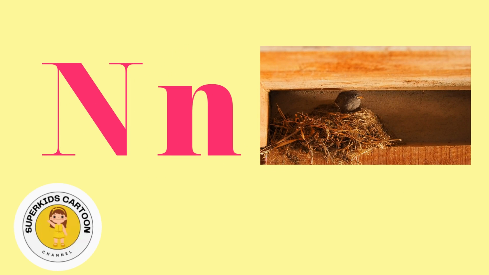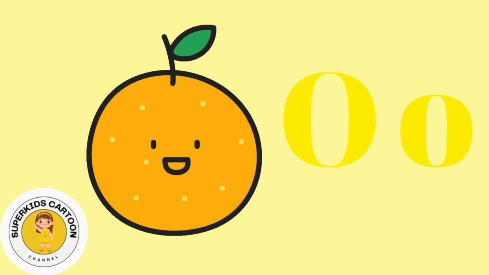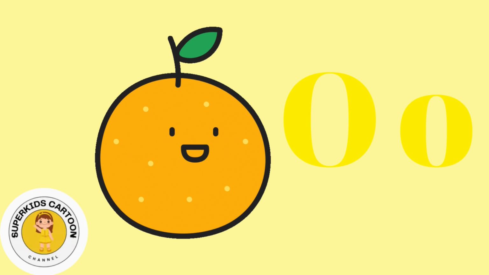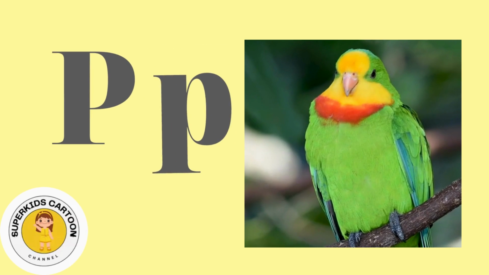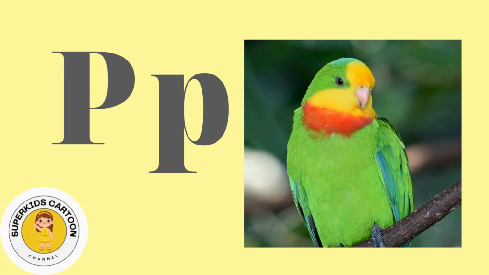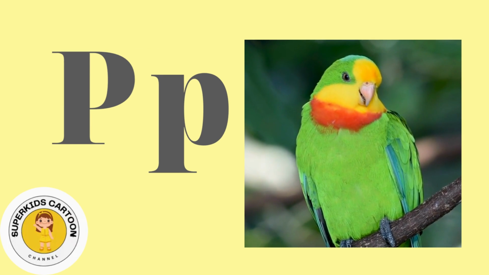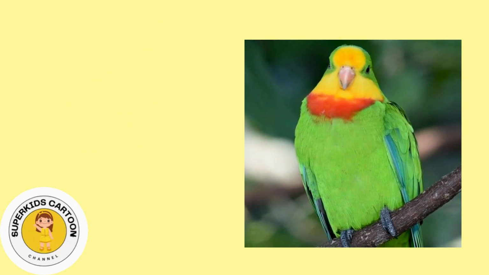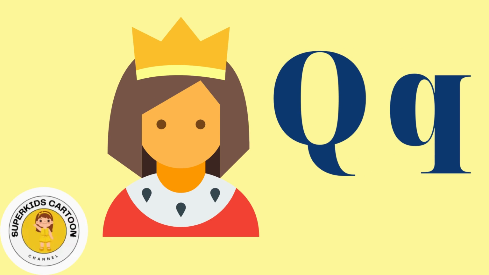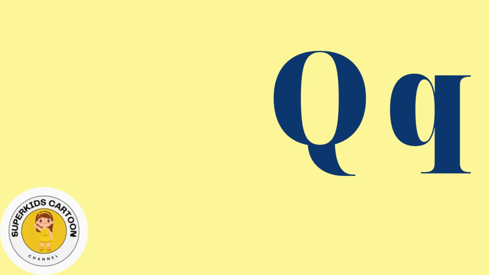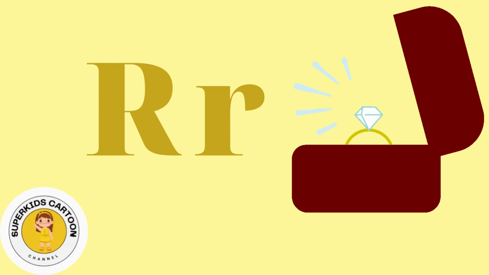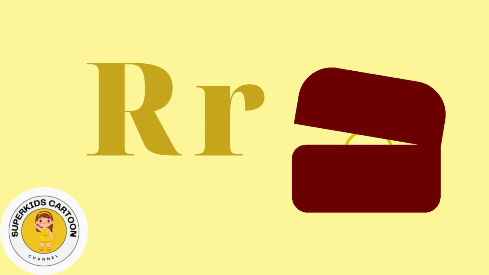N is for nest, nest. O is for orange, orange. P is for parrot, parrot. Q is for queen, queen. R is for ring, ring.